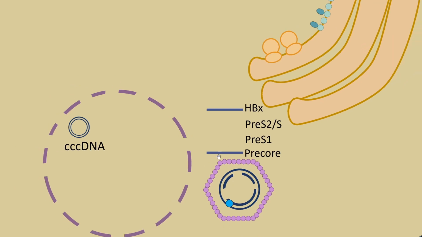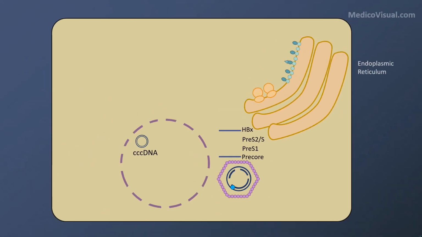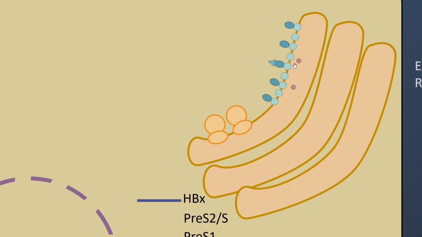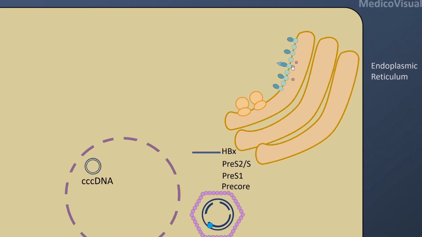So pre-core mRNA leads to synthesis of which protein? E antigen, right? So pre-core again associates with the ribosome of rough endoplasmic reticulum, but this time after processing, this protein is a small soluble protein. It is not embedded on the surface, on the membrane. This protein is dissolved inside the matrix. So here we have E antigen inside the matrix, right?